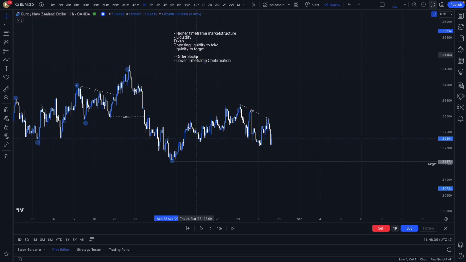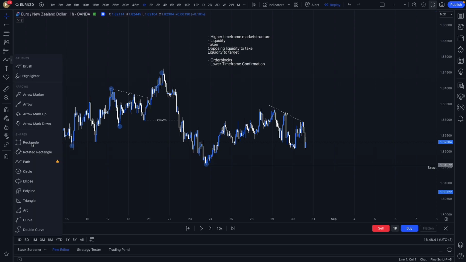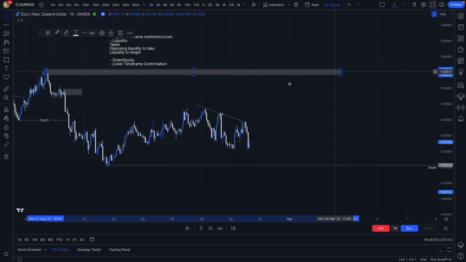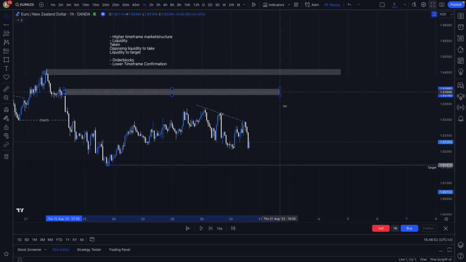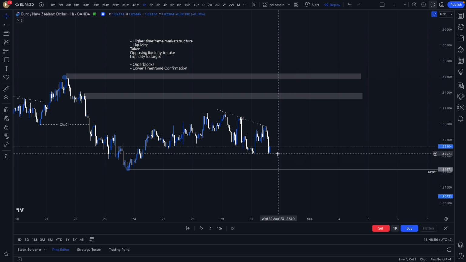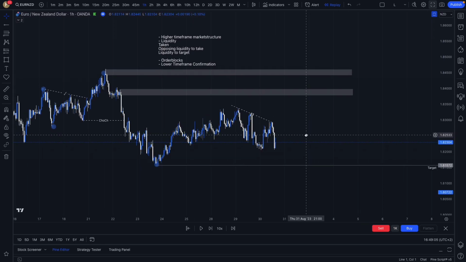Then we look for order blocks inside of the range that has taken out liquidity, which is in this example either right here or right here. So we don't have to predict the future. We don't have to know from which order block price is going to react. We just have to watch, wait, and see where price comes into and gives us a confirmation entry. And from there we can trade.